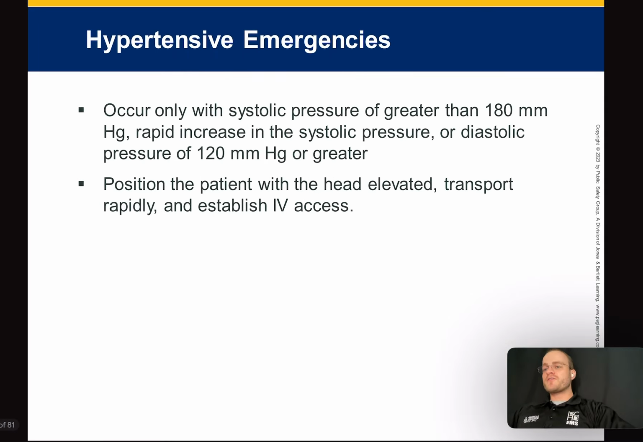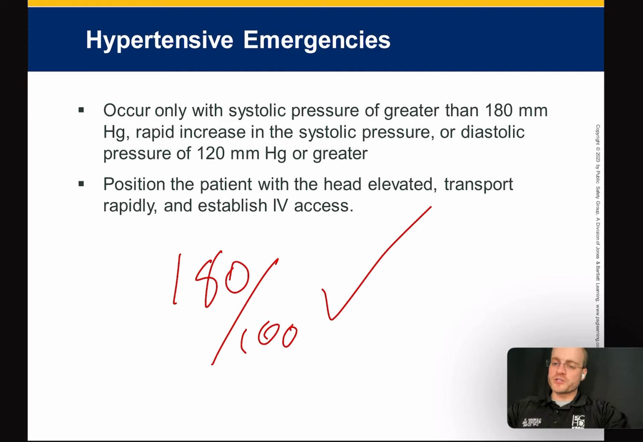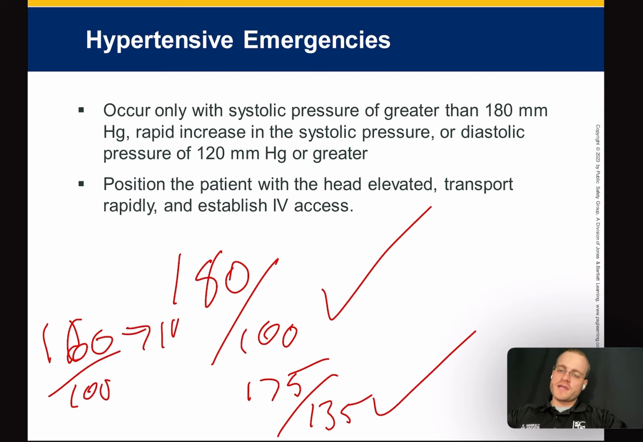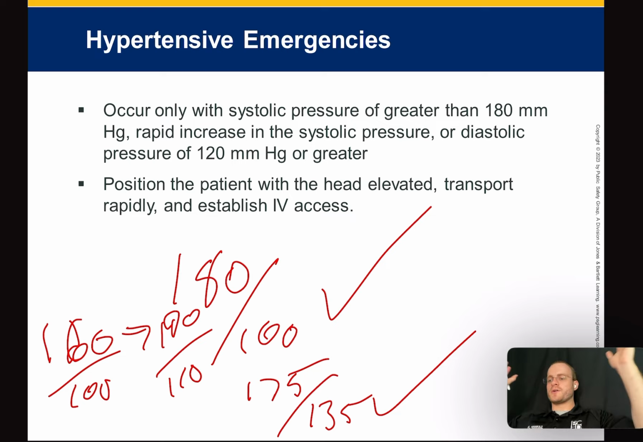Okay, now hypertensive emergencies. Remember, hypertension, high blood pressure. So know this definition. It occurs with a systolic blood pressure greater than 180, or a rapid increase in systolic blood pressure, or a diastolic pressure of 120 or greater. So if someone's 180 over 100, boom, hypertension. If someone is 175 over 135, boom, hypertension. If someone goes from, I don't know, 160 over 100 to 190 over 110, boom, hypertension. Right? So these are all hypertensive emergencies, okay?